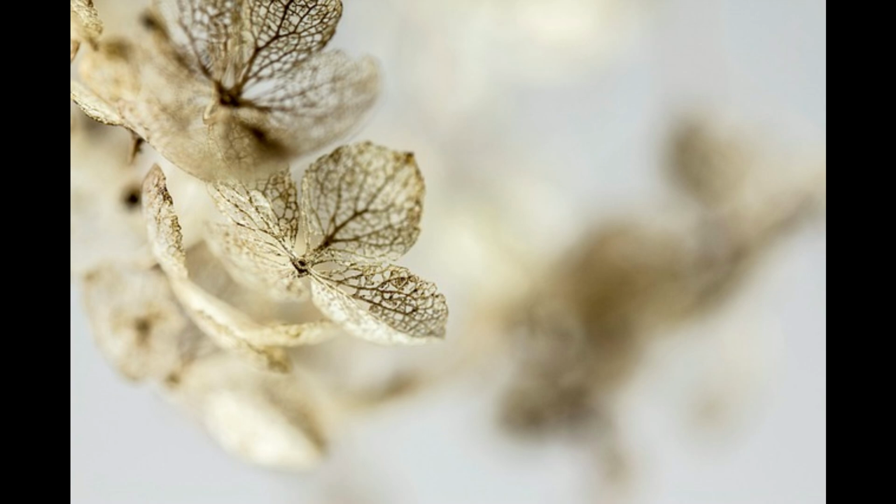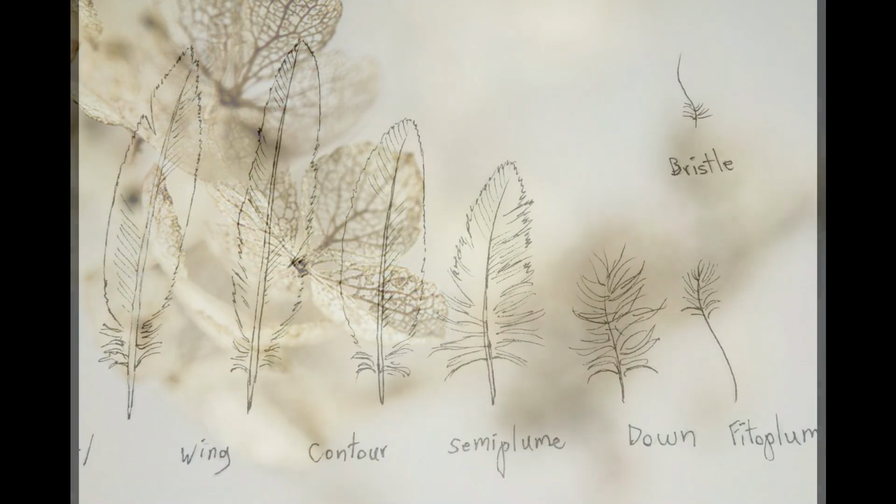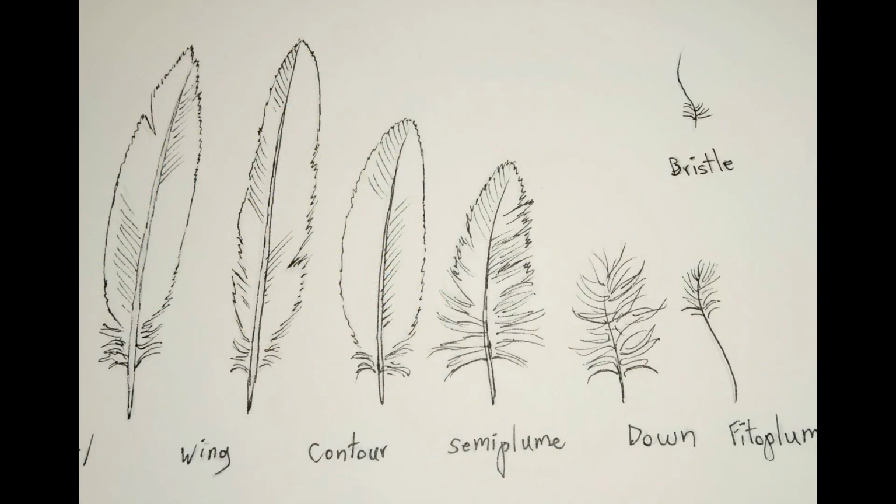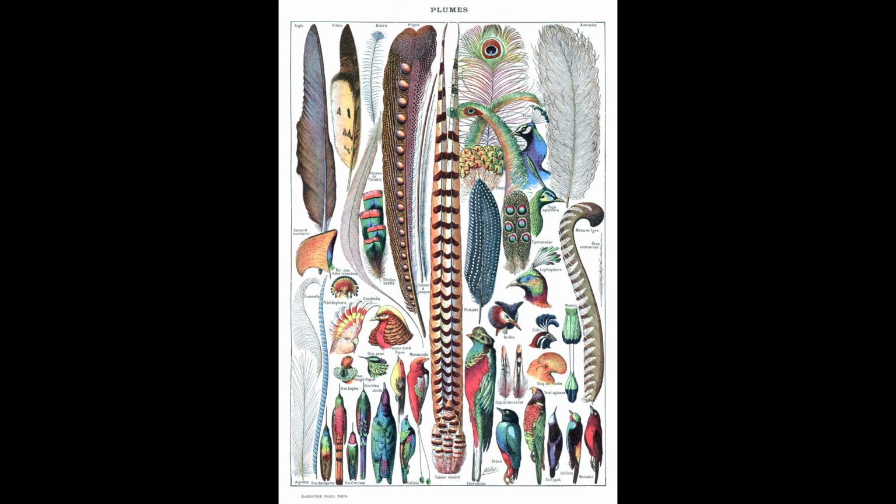The overall structure of a feather is made up of keratin, a structural protein that makes up the skin of reptiles and human hair and nails. The central shaft of a feather is called a quill, and from that shaft grow barbs and barbules, which interlock with each other to maintain overall shape.